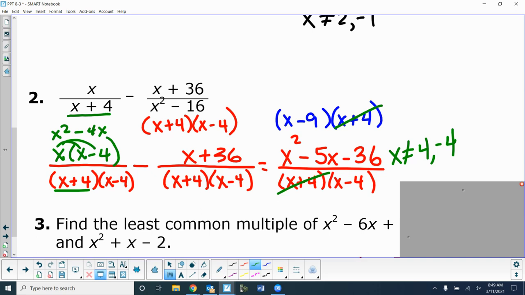Number 10 is 5x squared plus 8x minus 30 over 2x minus 5 times 3x plus 1. You couldn't factor either one of those, you had to write them both down. Your restrictions are x cannot equal negative 1/3 or 5/2. That was like that first one on the warm-up.